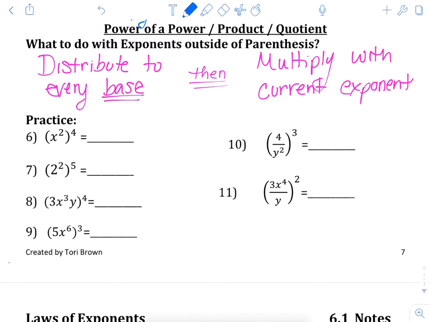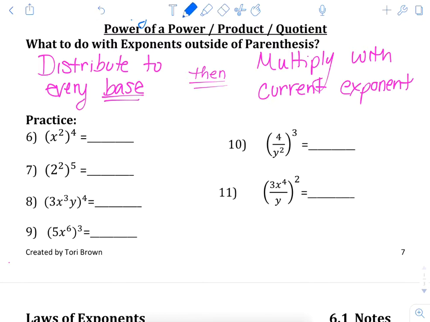What do the exponents do when they're outside of a parentheses? You need to know two main things. You need to know that those numbers distribute. Just like any number outside of a parentheses, they need to travel to each base, each part of that parenthesis. Second thing you need to know is that when they get there, they multiply with the current exponent. Okay, they multiply with the exponent that's already there. So it's important that we know what that number is.